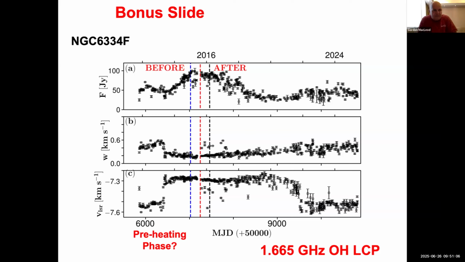I've been fitting this stuff with Gaussians now for the last couple of years. It's a process. This has to be done because of the RFI. OH has to be done literally by hand. There's no automation, whereas the methanol, I can automate it. Okay, yeah, that's interesting.